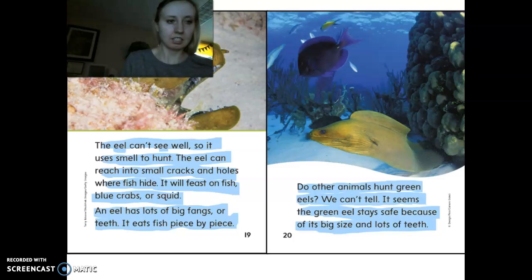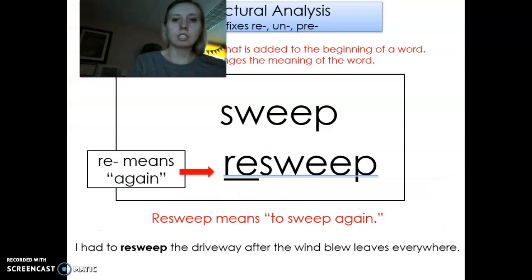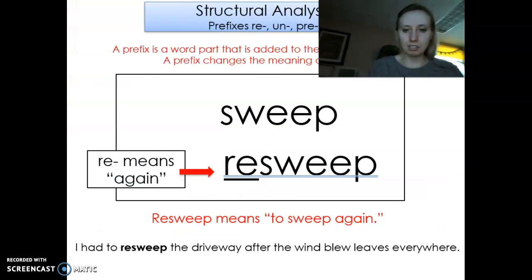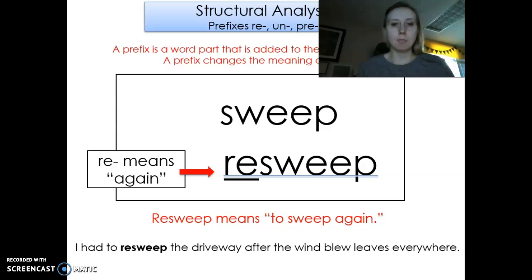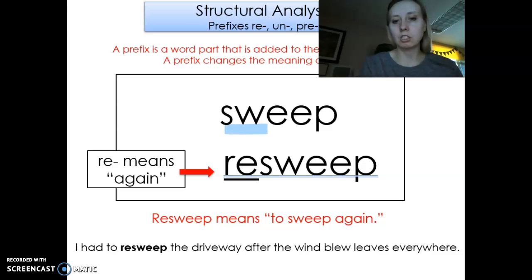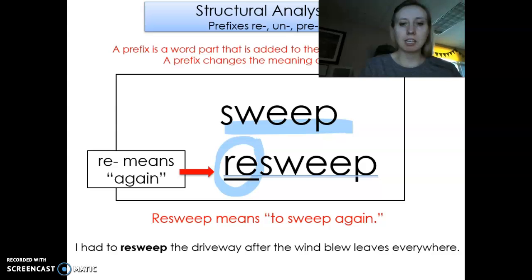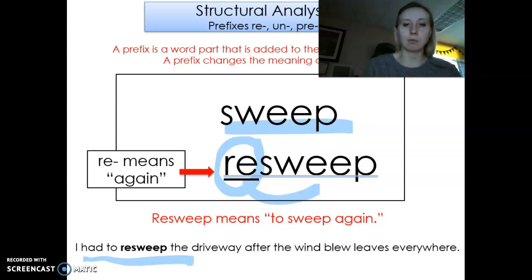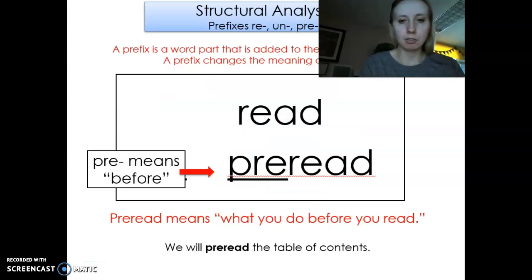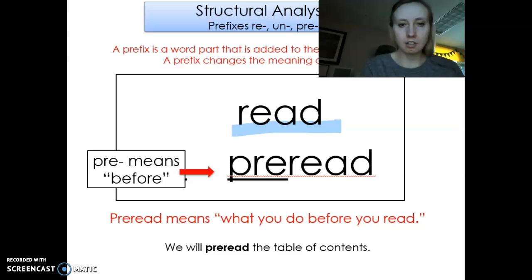Okay, so that's an interesting story. So once again, we are talking about prefixes. A prefix is a part of a word that is added to the beginning. So my root word is sweep, but if I put re, which means again, that means sweep again. I had to re-sweep the drive after the wind blew leaves everywhere. Re means again.